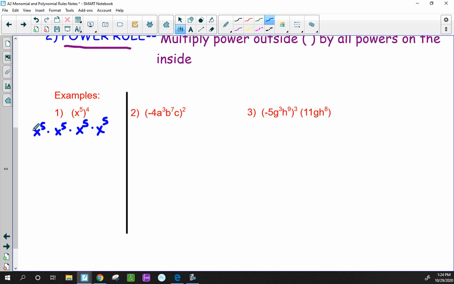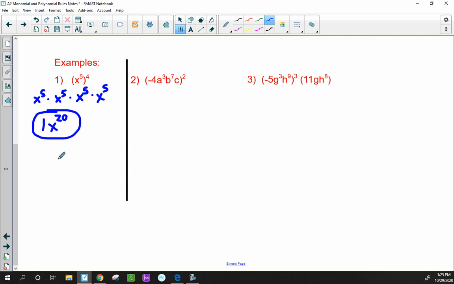I'm going to multiply all the coefficients together. 1 times 1 times 1 times 1. Got it? I'm going to drop my letter down, and then I'm going to add my powers. 5 plus 5 is 10, plus 5 more is 15, plus 5 more is 20. So the answer to this problem is x to the 20th. And again, what I've just modeled to you is me taking this problem and turning it into more of a product rule problem, and it works that way.